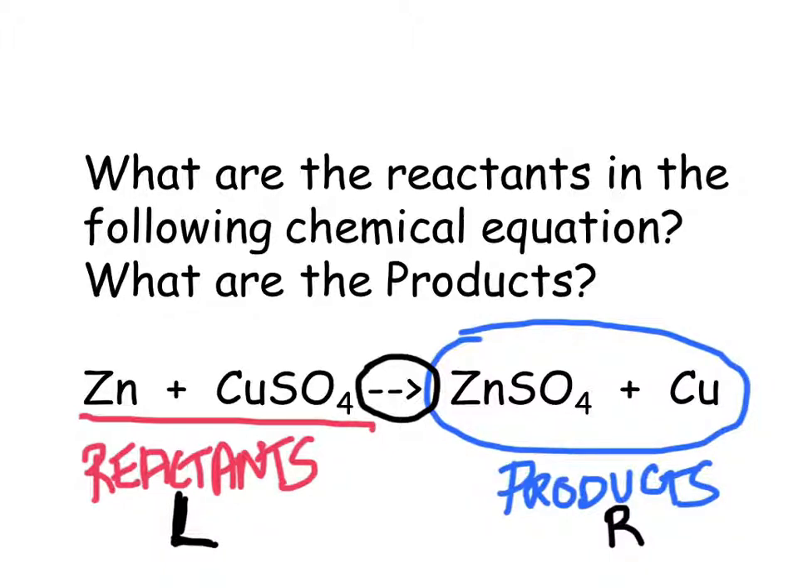Okay, and don't forget what I said before too. If we have more than one reactant or more than one product, we have to separate them by a plus sign. So hopefully you've got that and you understand that. If not, you should go back and review the video from before. The reactants are on the left side, separated from the products by the yield arrow, and the products are always on the right-hand side.